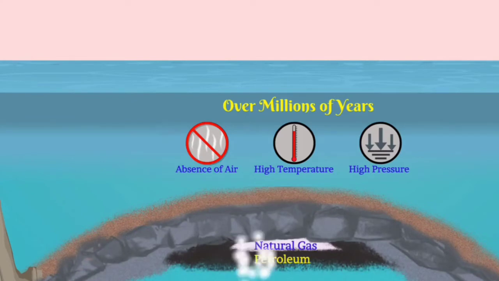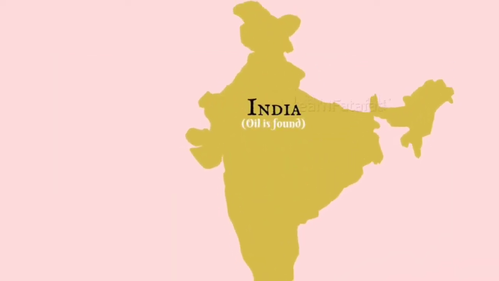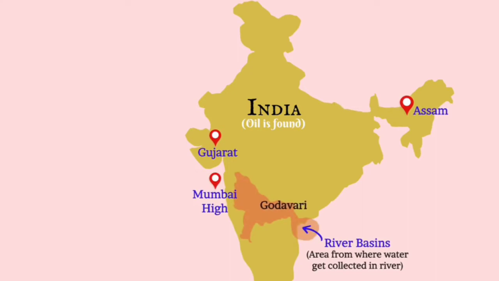The petroleum, being lighter than water, floats over the layer of water and remains compressed by natural gas in a dome-shaped impervious rock called rock cap. In India, oil is found in Assam, Gujarat, Mumbai High, and in the river basins of Godavari and Krishna.